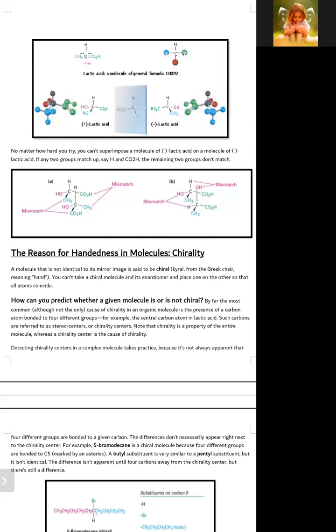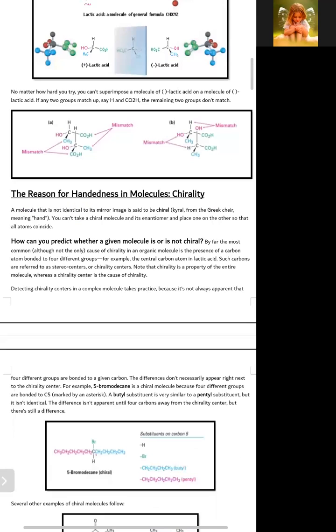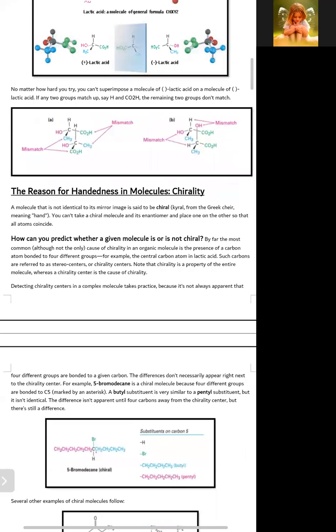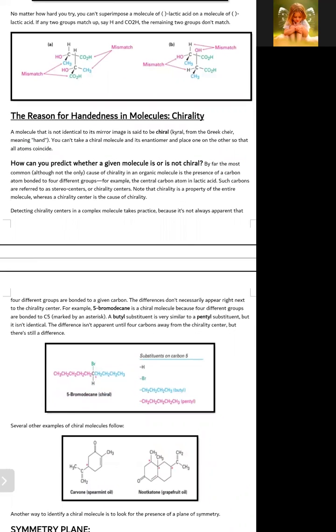This is the structure in which hydrogen and CO2H can match, but the other two groups do not match each other. The reason for handedness in molecules is chirality. A molecule that is not identical to its mirror image is called a chiral molecule. Chiral is a Greek word which means hand.